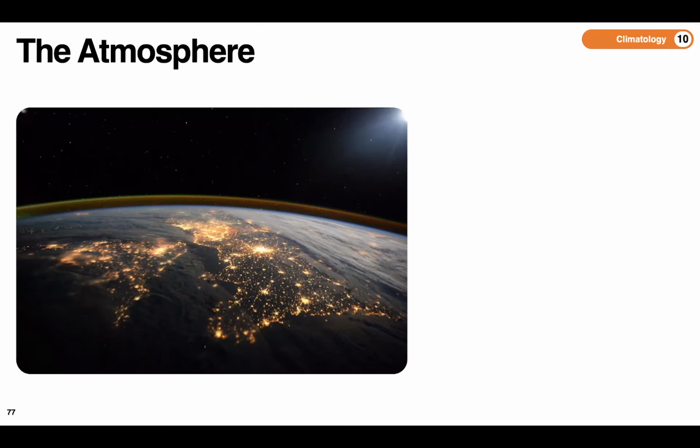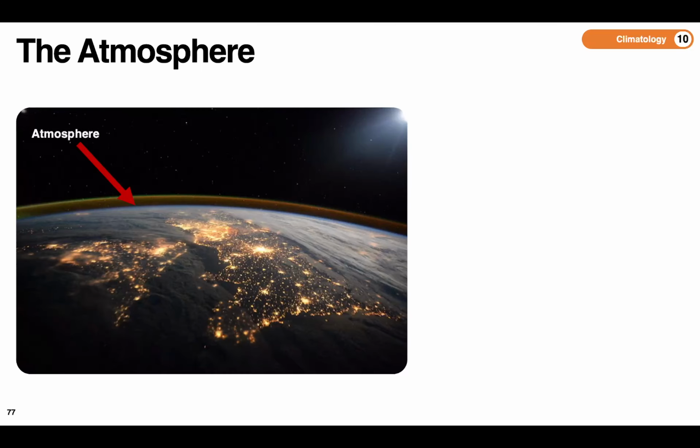So the atmosphere, which means the sphere of air, is a protective layer of gases. That's the thin blue line here, actually, that enables life on Earth by keeping temperatures within a relatively small range and blocking out harmful solar and cosmic radiations.